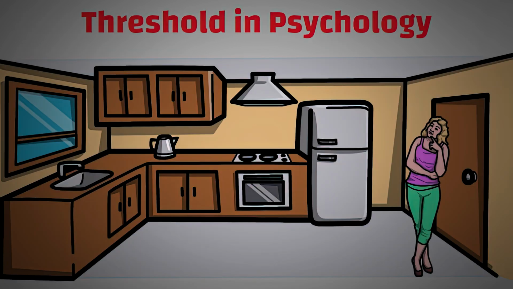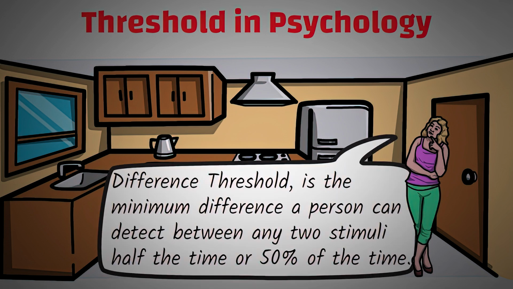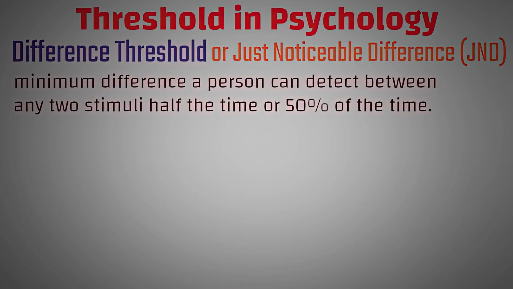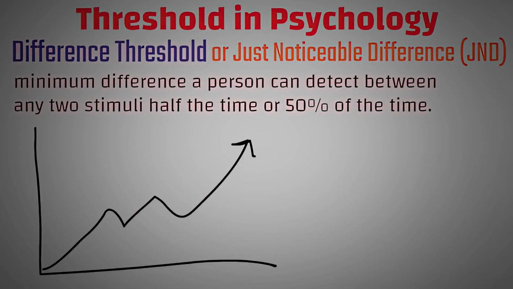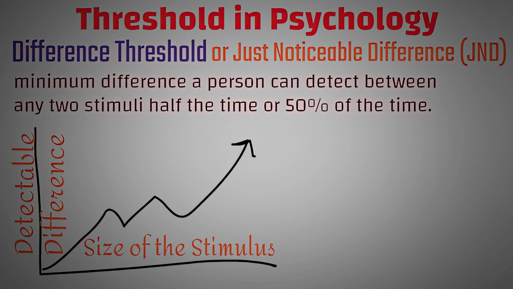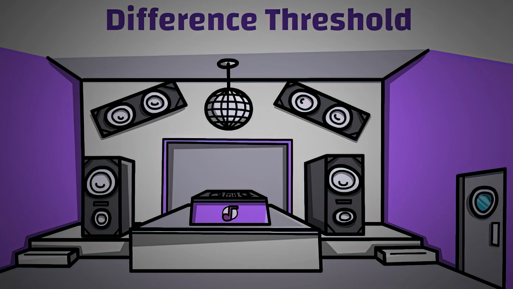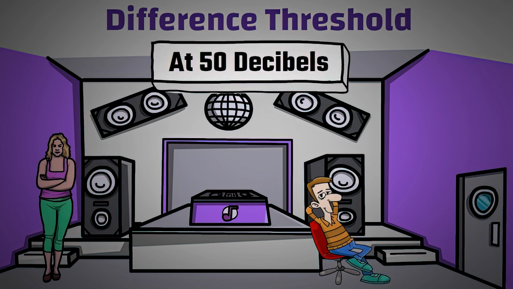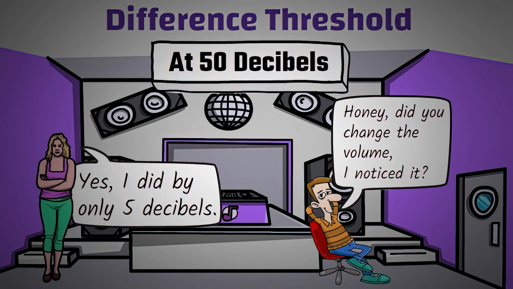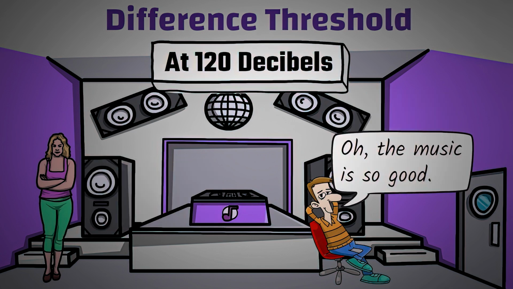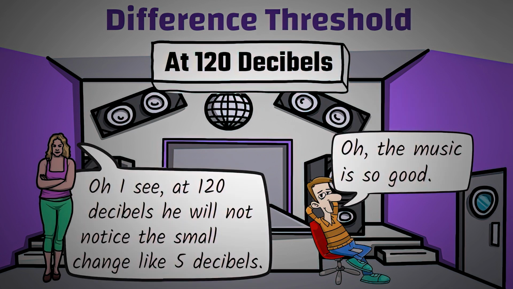Similarly, the difference threshold, also called just noticeable difference, is the minimum difference a person can detect between any two stimuli half of the time, or 50% of the time. The detectable difference increases with the size of the stimulus. For example, if we listen to the music at 50 decibels, we might detect an added 5 decibels. But if we increase the volume to 120 decibels, we probably won't detect an additional 5 decibel change.